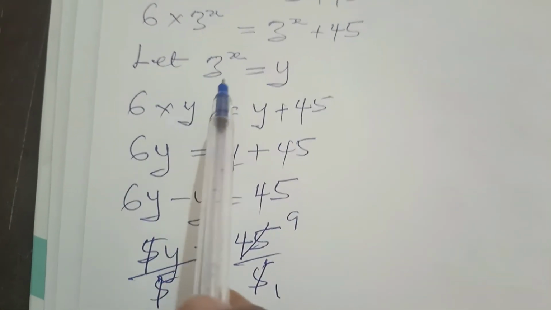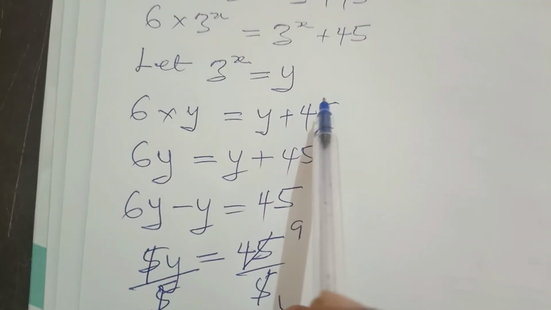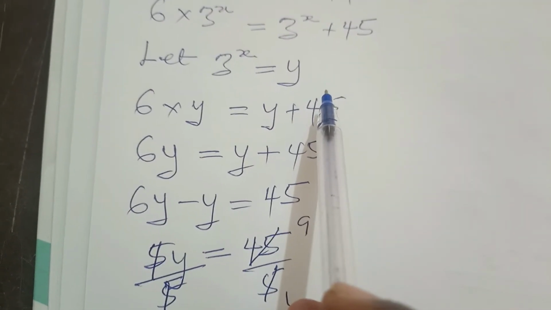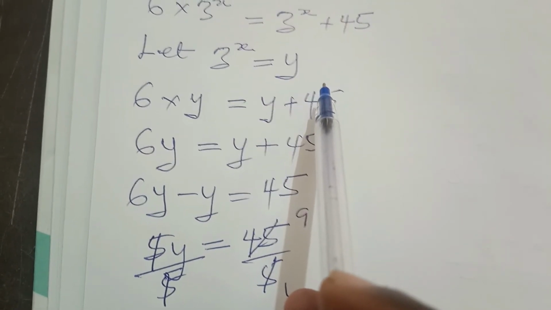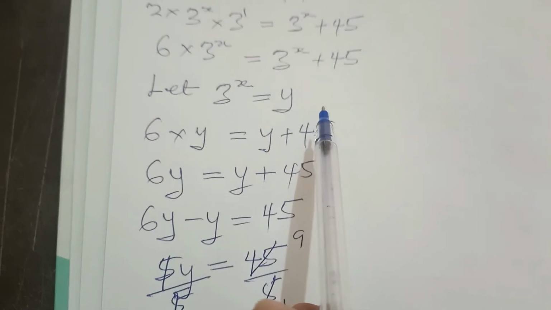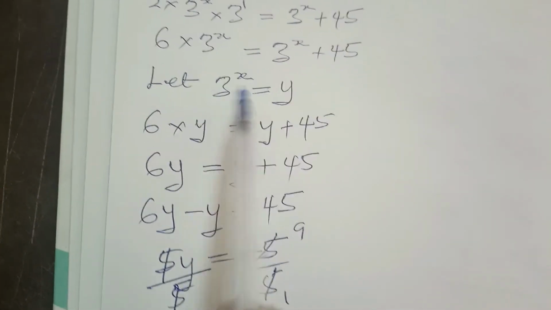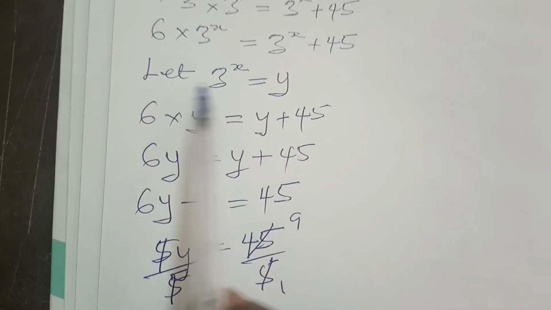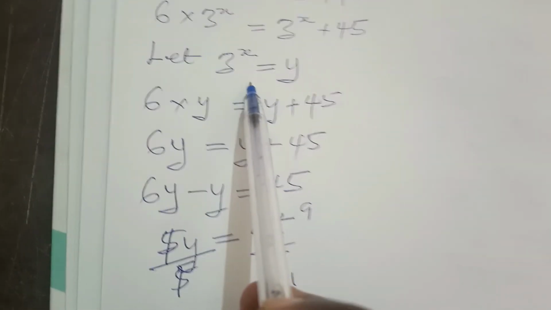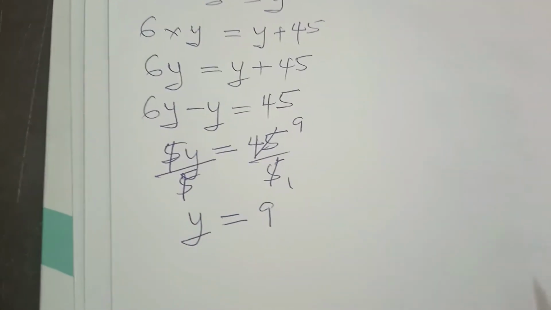Remember that we let the 3 exponent x be y so that we can have a linear equation to solve. Now that we got that, we have to make sure we quickly replace our y with the original 3 exponent x, which is in the question we have been given. The question doesn't ask us to find y, so when we find y and stop there, we have not solved the question.